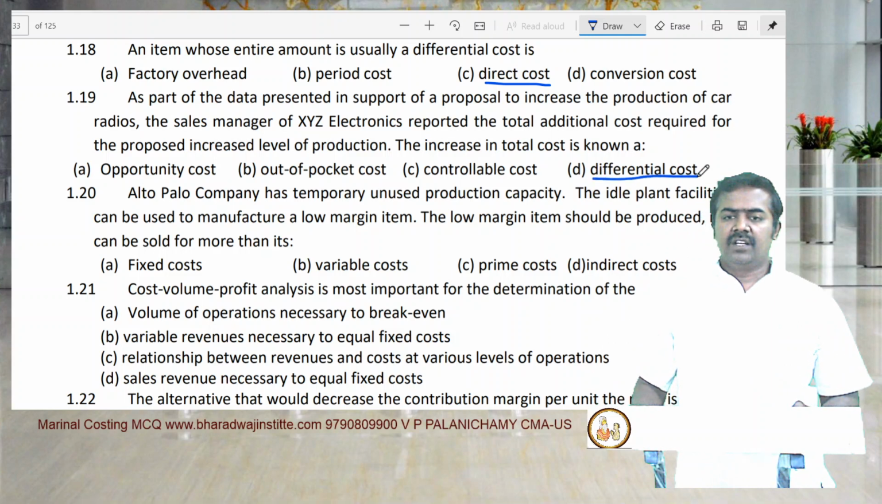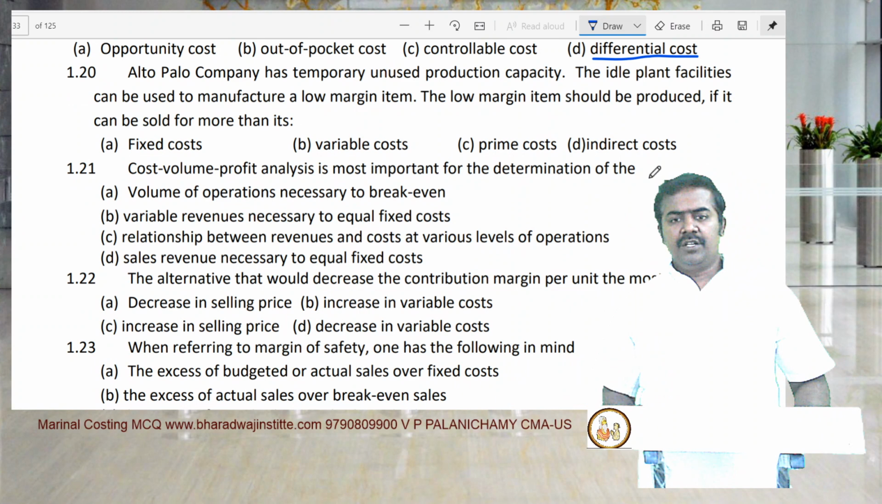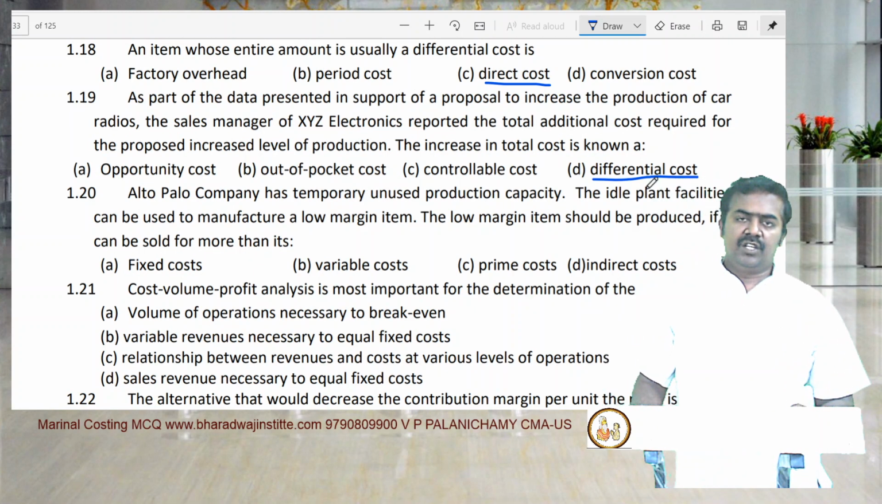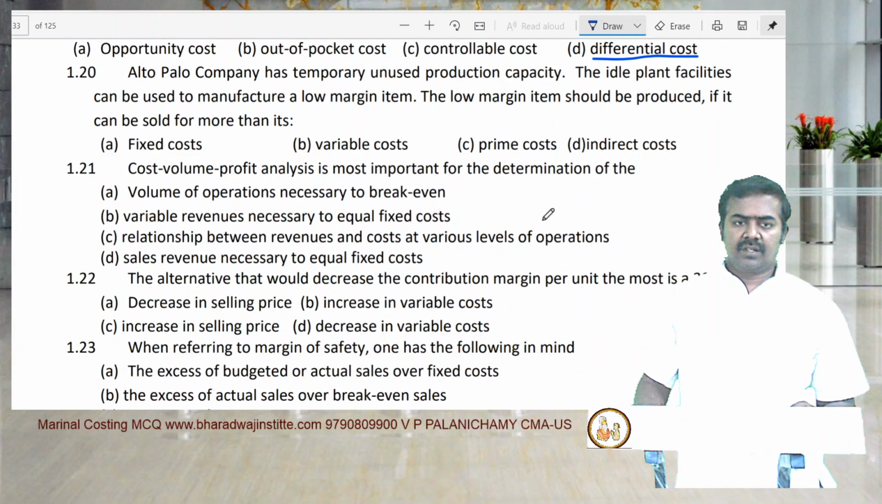That is called as what? Differential cost. When you change the capacity, due to change in capacity, whatever the cost arises, we call it as which one? Differential cost. Go to the next one.